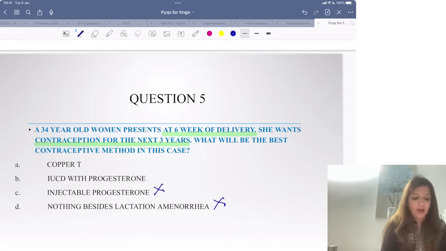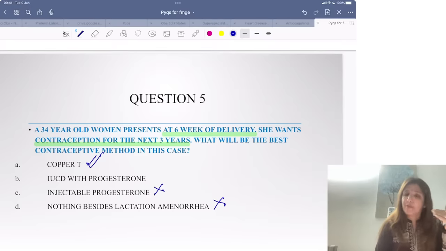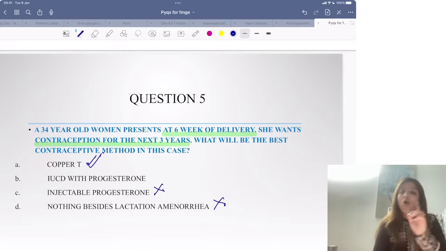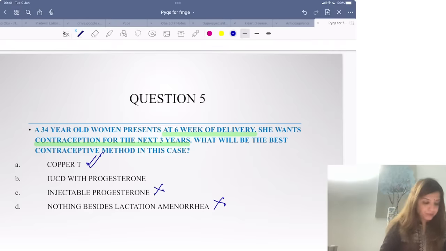Right? And that is why the preferred contraceptive is copper T. Because with copper T the patient will have bleeding, so she will be sure that her periods will come, so she will be sure that she is not pregnant. Although Mirena is the most efficacious one, maximum efficacy is of Mirena, but still over here the answer will be copper T. Clear?